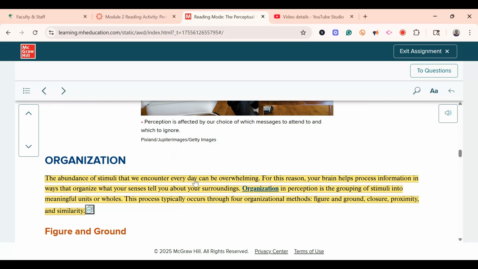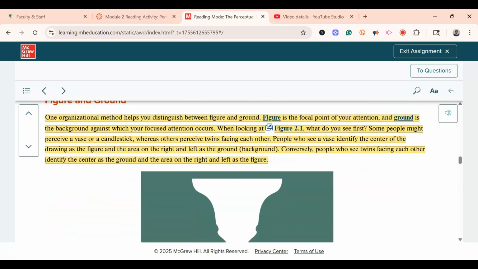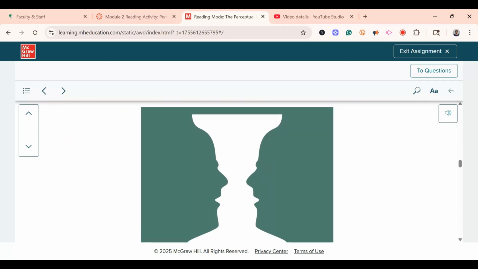organization. And this is the way we organize things in our mind and the way we perceive things. And we do it through what your textbook calls figure and ground. That is the background and the foreground, closure, proximity, and similarity. So take a look at this image. What do you see?